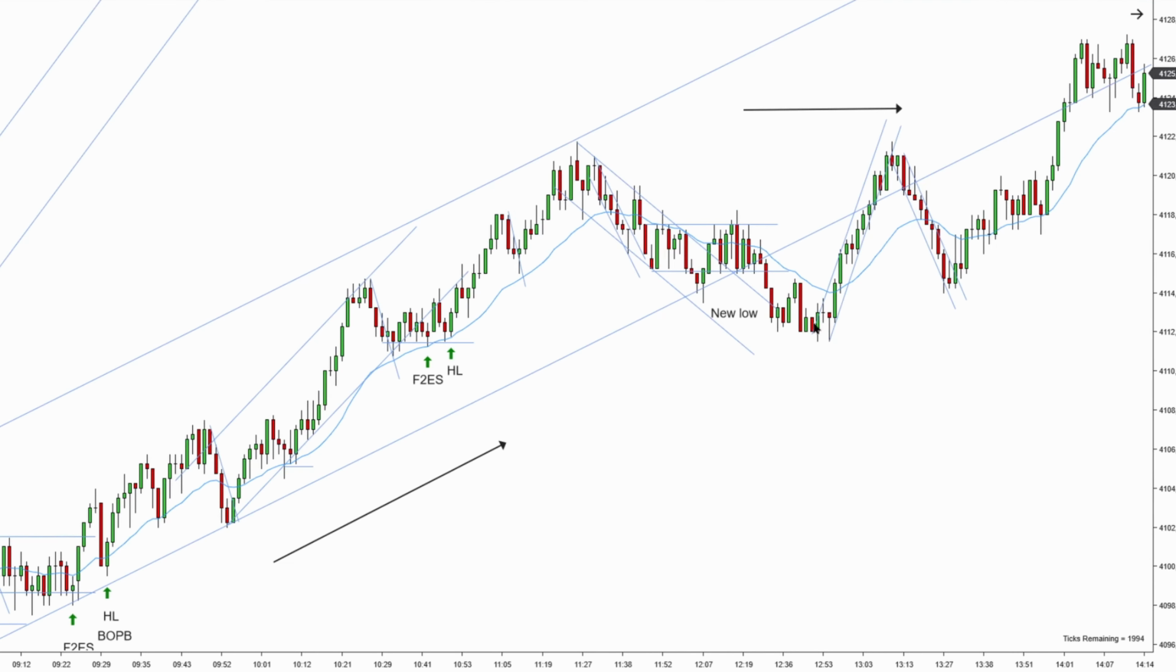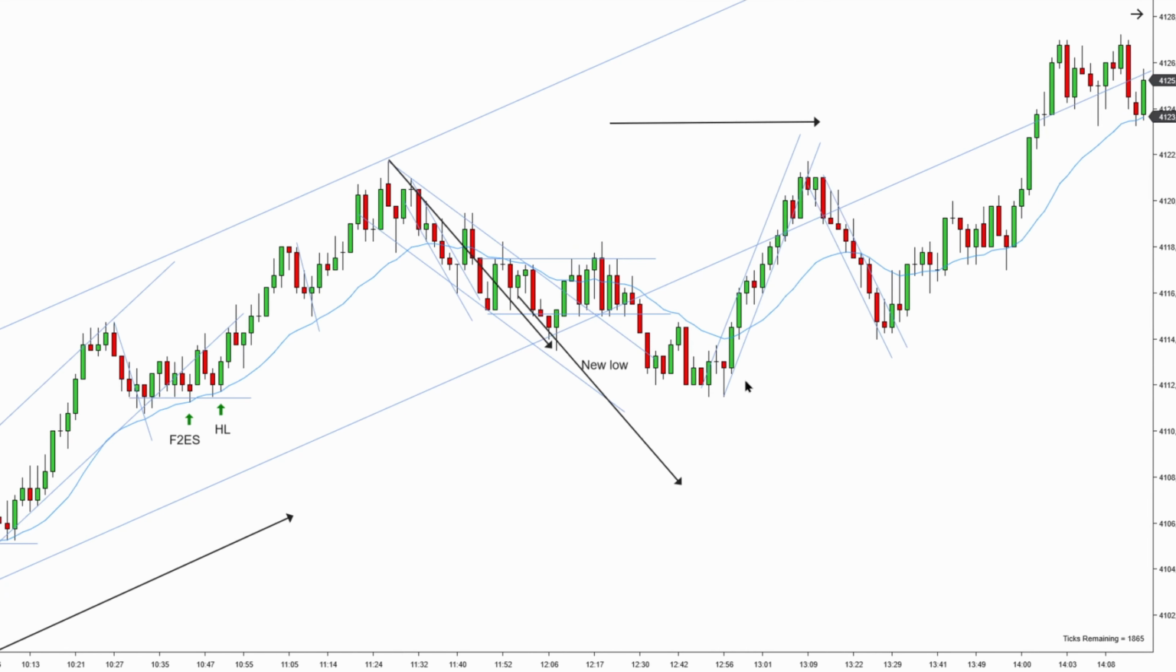So we have a break to a new extreme. I can measure the first leg, copy it. You can see this one is shorter because the bearish momentum is not as strong compared to the bullish one. A micro double bottom resets the count. You have a new extreme.